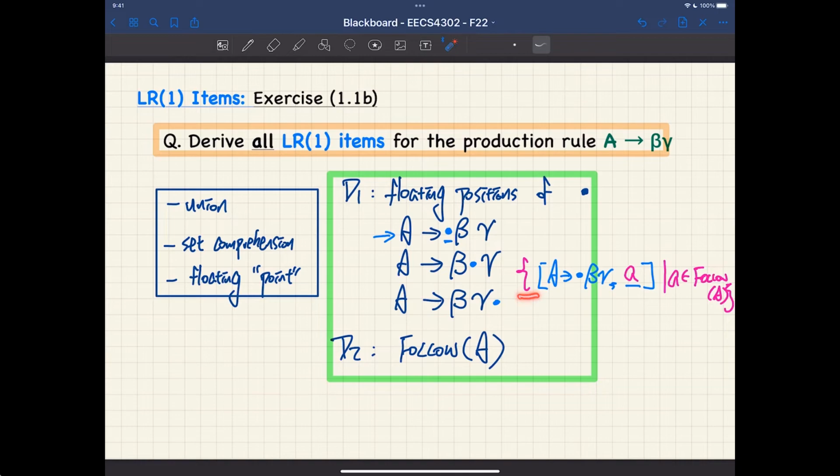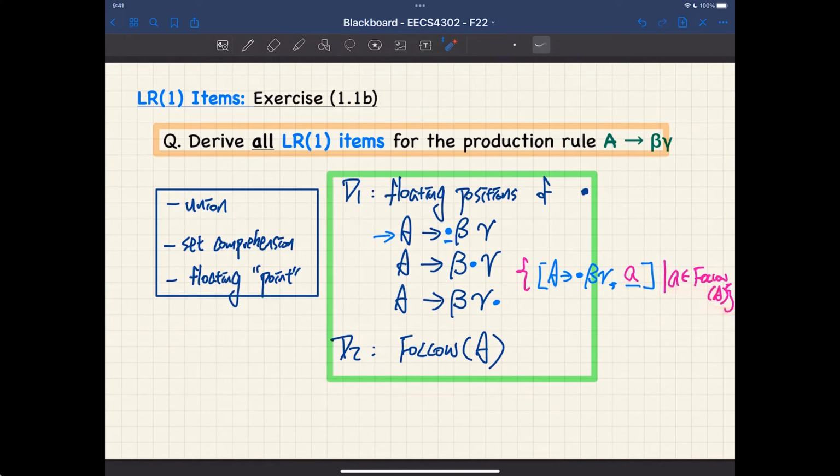This particular set represents all the possible LR1 items where you're in the beginning stage of the parsing, but the look-ahead symbol is just a member of the follow set of A. So this really represents all the possible look-ahead symbols for you. This will be one set. Can you guys complete the rest? You can just do something similar.